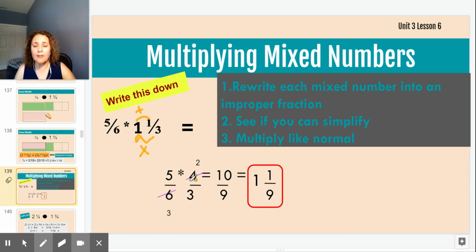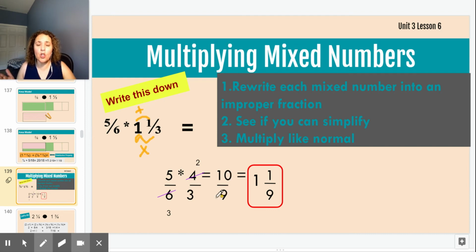So does 4 go into 6? No, but they share something in common, right? They share a 2 in common. That's the factor they share. I can divide the 4 by 2, gives me 2. I can divide the 6 by 2, and it gives me 3. And I can just multiply. 5 times 2 is 10. 3 times 3 is 9.